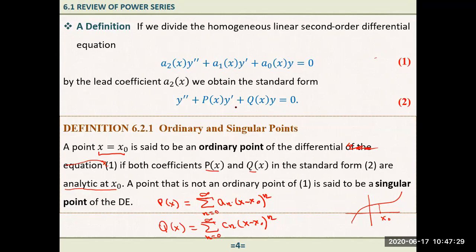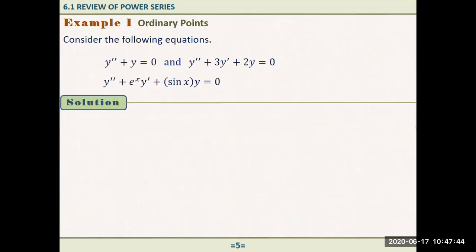At x sub 0, when x is equal to 0, it doesn't have a power series representation. Why? Because 1 over x at 0, we cannot determine its value, right? Because it is not defined. Okay, some examples. Consider the following equations.